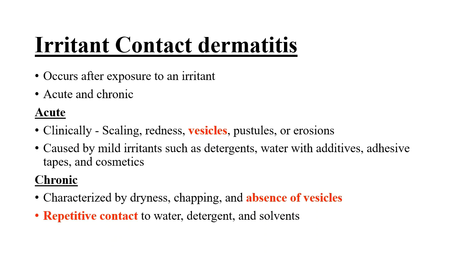It can be of acute and chronic type. In acute, clinically we see scaling, redness, vesicles, pustules or erosions, and it is caused by mild irritants such as detergents, water with additives, adhesive tapes and cosmetics. Whereas chronic is characterized by dryness, chapping and there is absence of vesicles. It is caused by repetitive contact to water, detergent and solvents.